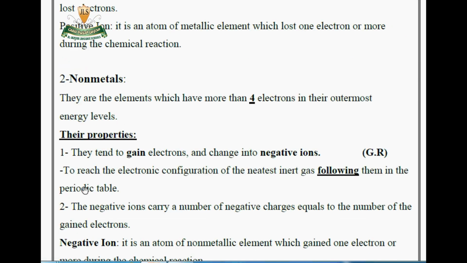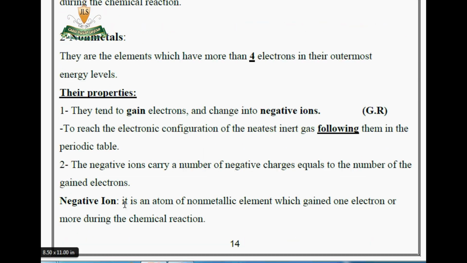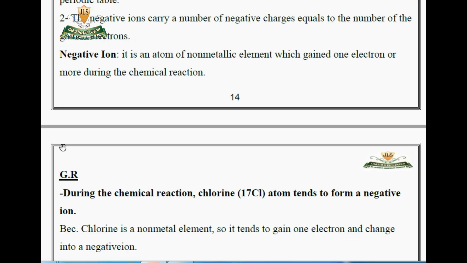Number two, the negative ion. The definition of a negative ion: it is an atom of a non-metallic element which gains one electron or more during a chemical reaction. Thanks.